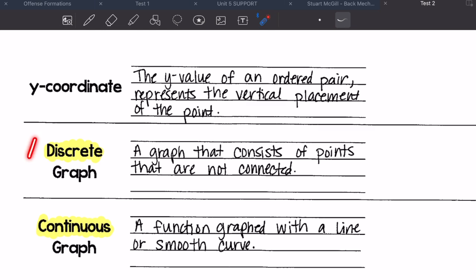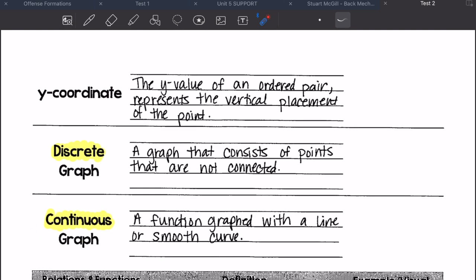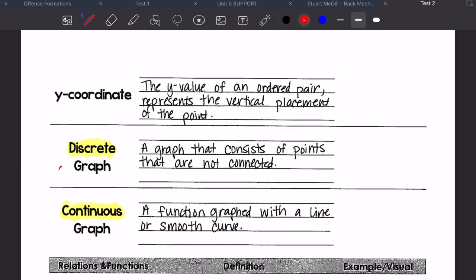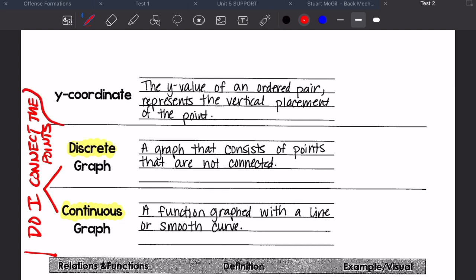We've got 2 words here that are going to come up later, discrete and continuous. A discrete graph is just a graph that you don't connect the points, and a continuous graph is a line or a smooth curve where you do connect the points. So when we're talking about these 2 terms, what we're really asking ourselves is, do I connect the points? Okay, that is the question that we're asking when we're talking about whether or not it's discrete or continuous. That will come up again later, and we'll deal with more of that as we go.